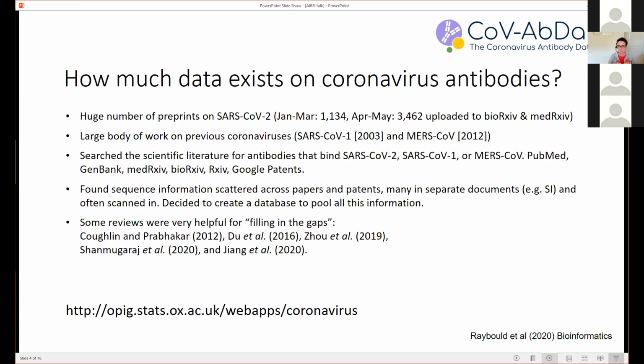So we went out and searched the scientific literature for antibodies that had been stated to bind to one of these three, CoV-1, CoV-2, or MERS. And we looked across lots of different places, so not just publications, but also things like patents, because that could create quite a lot of information here. The sequence information for these was scattered all across the place, which made this quite a hard place to come and find this. And we were very thankful to people who had attempted to do parts of this before, a few of the reviews are mentioned here. And we did this to generate this database where all of this was contained. And we're still working on keeping this continuously updated.